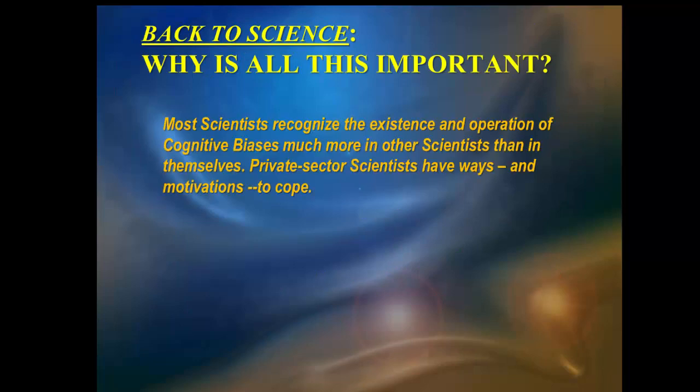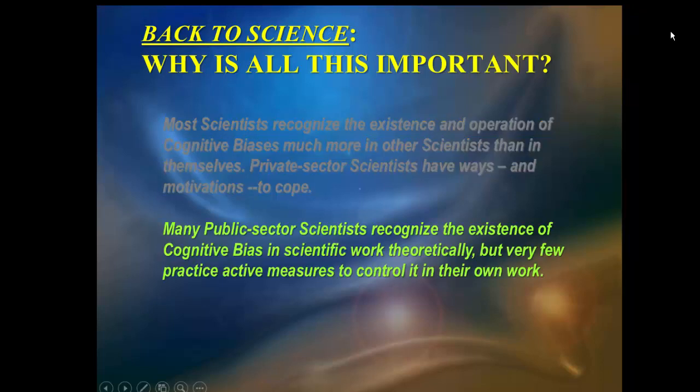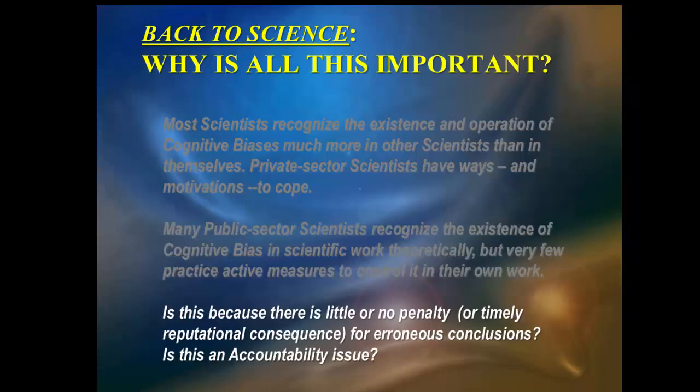So why is this important? Most scientists recognize the existence and the operation of cognitive bias much more in other scientists than they do in themselves. But private sector scientists have ways and motivations to cope. The problem is that many public sector scientists recognize the existence of cognitive bias in scientific work, theoretically, but very few practice active measures to control it in their own work. Now, value question. Is this because there's little or no penalty or timely reputational consequence for erroneous conclusions? Is this an accountability issue?